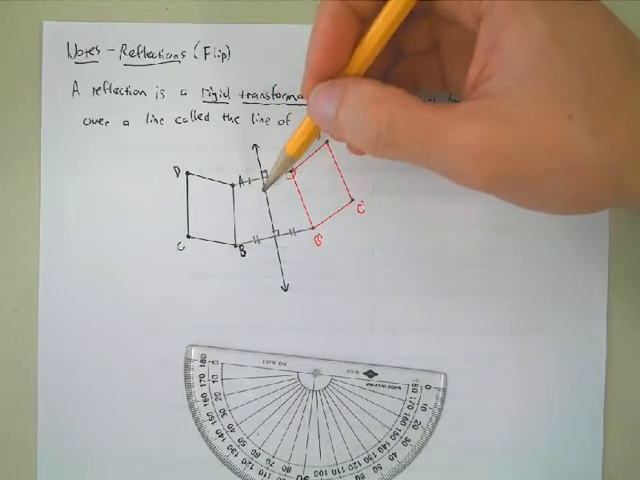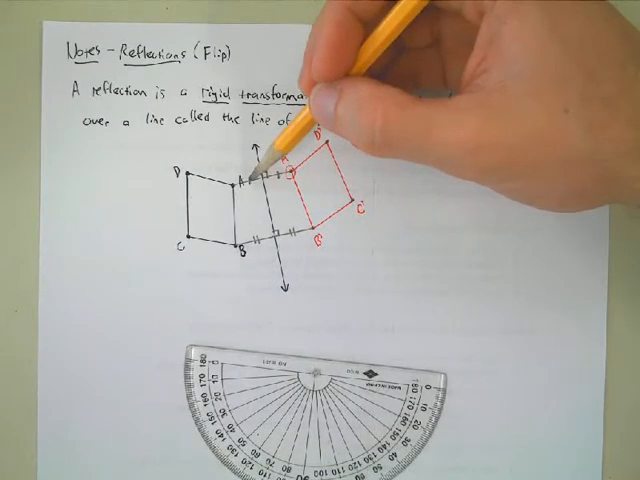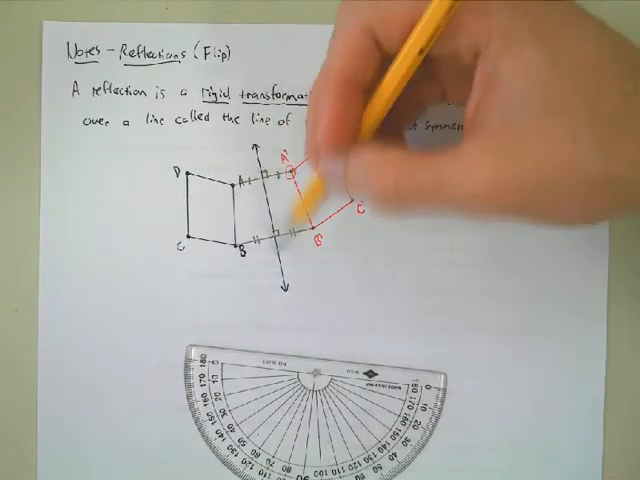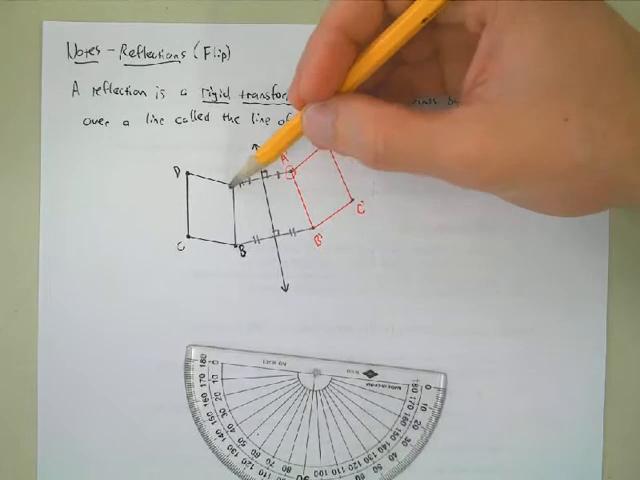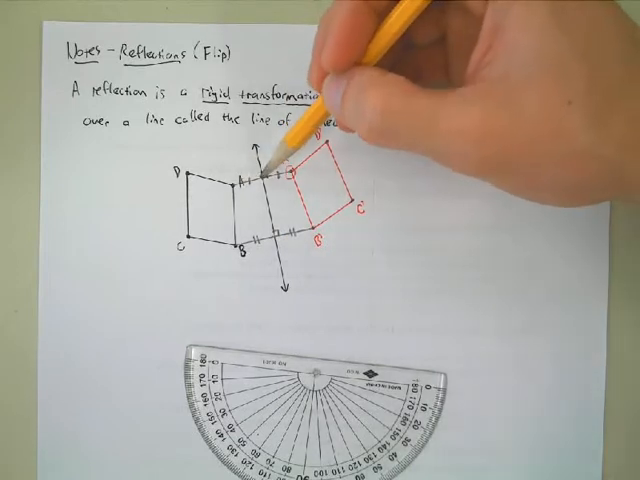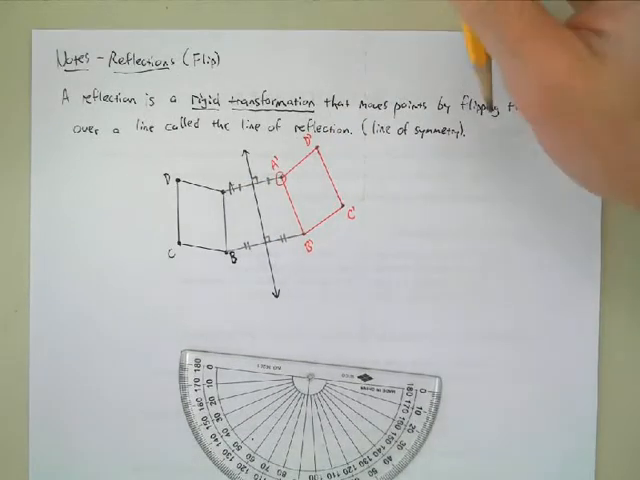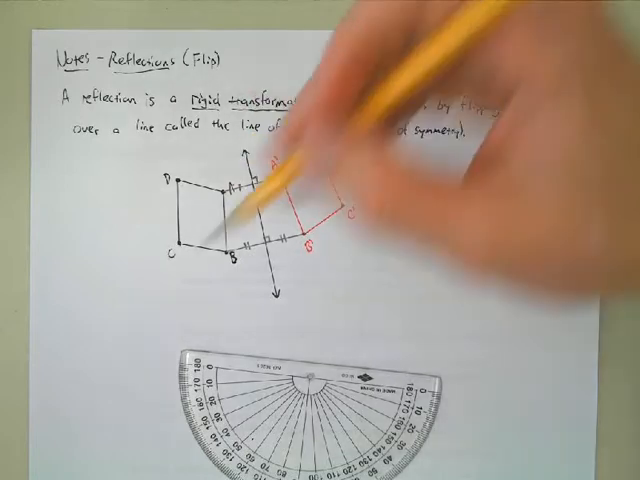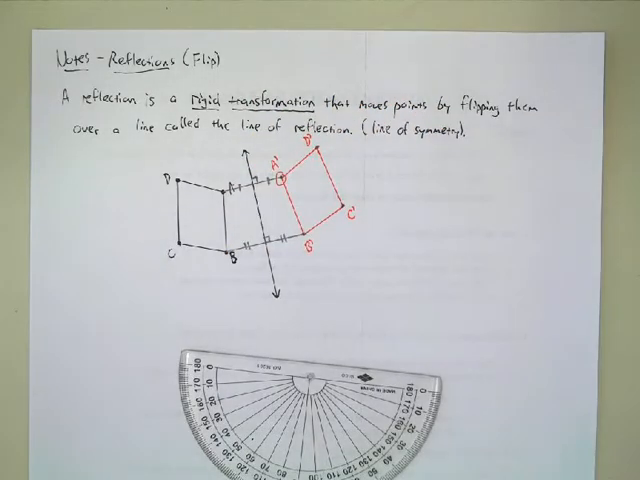it is bisected by the line of reflection. This segment is bisected. So the distance from A to the line of reflection is the same as the distance from the line of reflection to A prime. Okay, and that's going to be true in general for D and D prime, for C and C prime as well. Okay, so there's that. That's one way we're going to utilize.